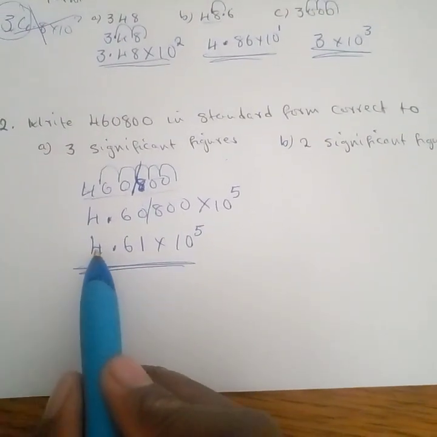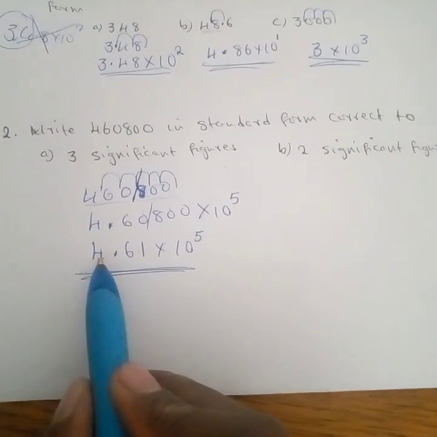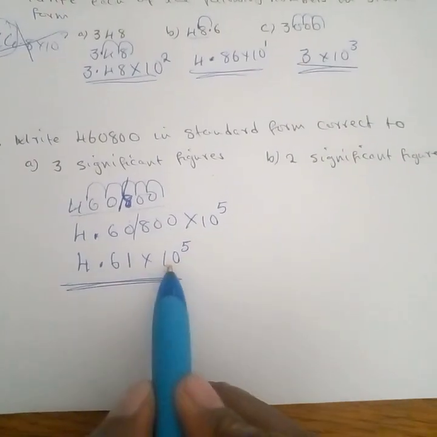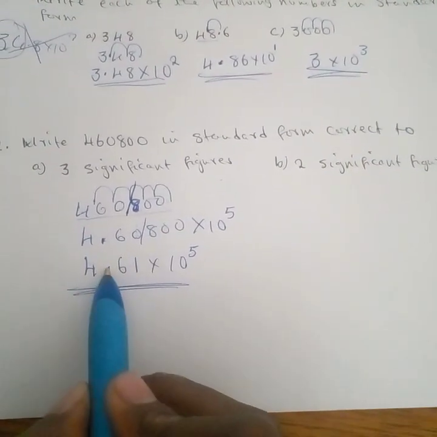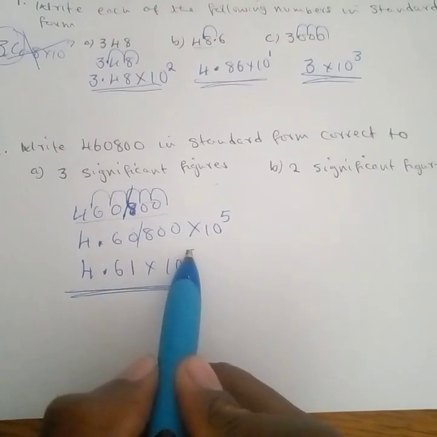As you can see, we have 4, 6, and 1. These are non-zero digits and they are significant. How many times did we move for us to reach this point here? We moved 5 times. That's what we put there.